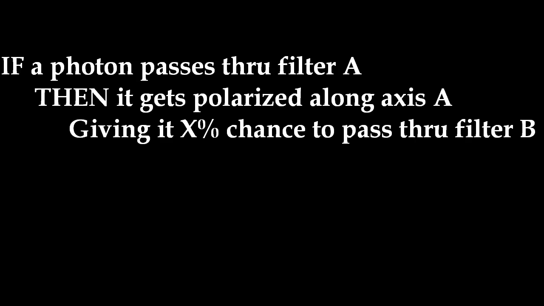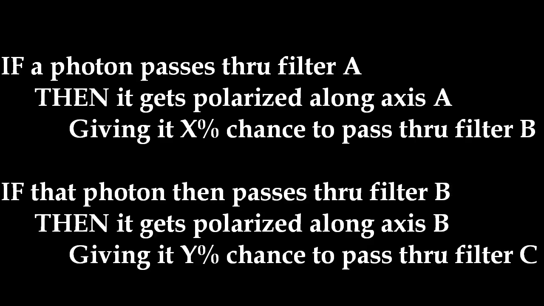To create a description of whether a photon will pass through multiple filters merely requires a series of if-then statements. If a photon passes through filter A, then it's polarized along the angle of filter A. This gives the photon X% chance to pass through filter B. If it passes through filter B, then it gets polarized along the angle of filter B. This gives it Y% chance to pass through filter C, and so on. That's all that's required to make a straightforward local and real description of photon behavior.